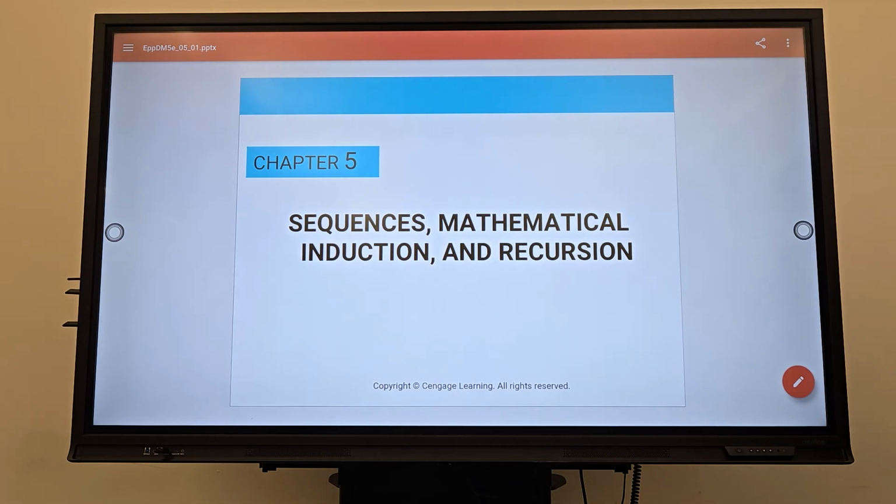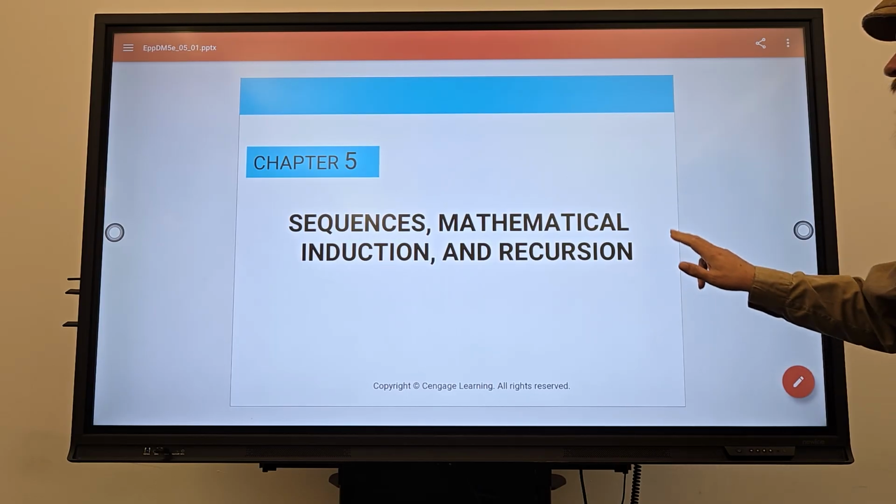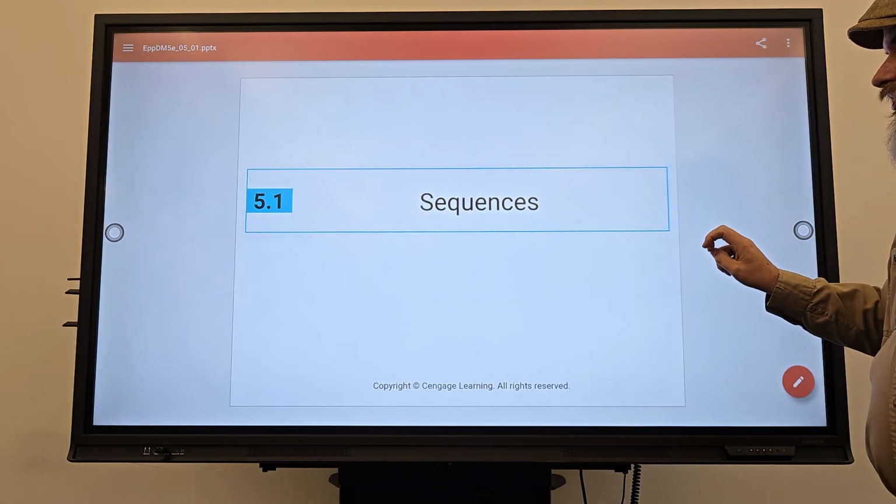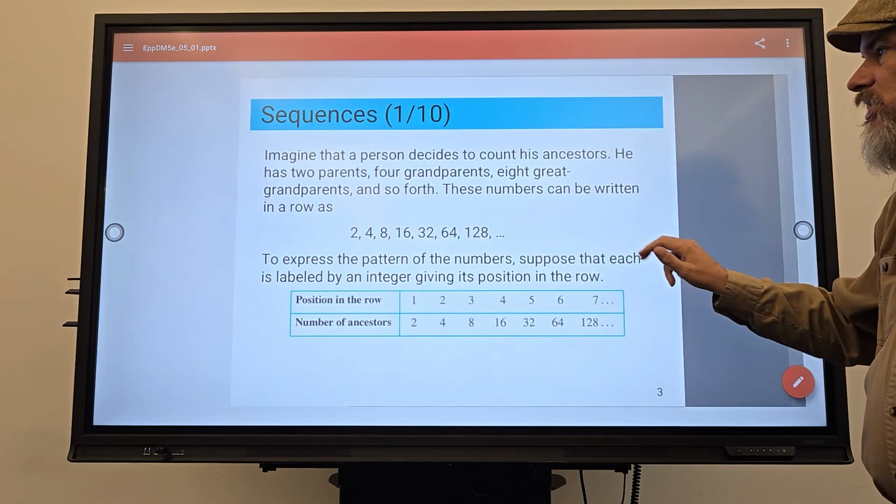We're going to start with chapter 5 today. It's sequences, mathematical induction, and recursion. Start out with sequences.